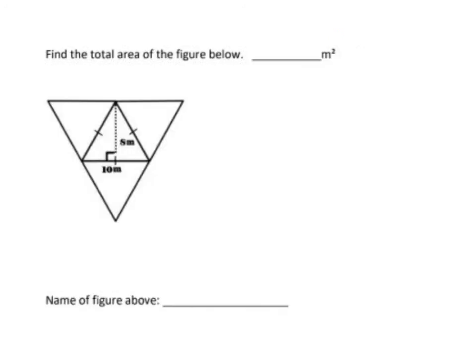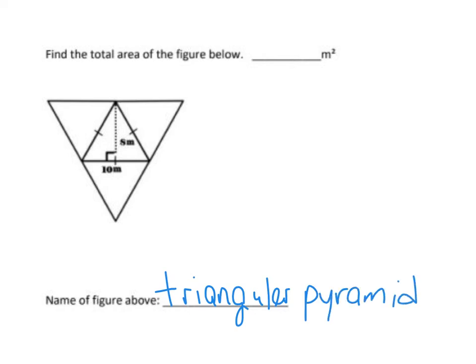Last one is finding the total area of the figure below. So it says name of the figure. So again, what do you think this is going to be? Triangular what? Prism? Pyramid. Triangular pyramid. If it were a prism, it wouldn't have those triangles. It would have rectangles. So a prism will always have some type of rectangles.